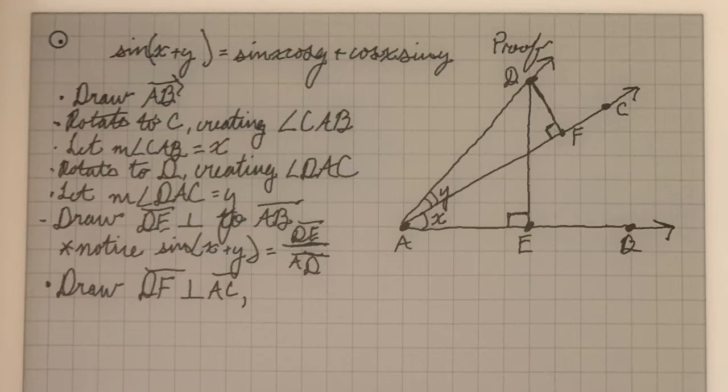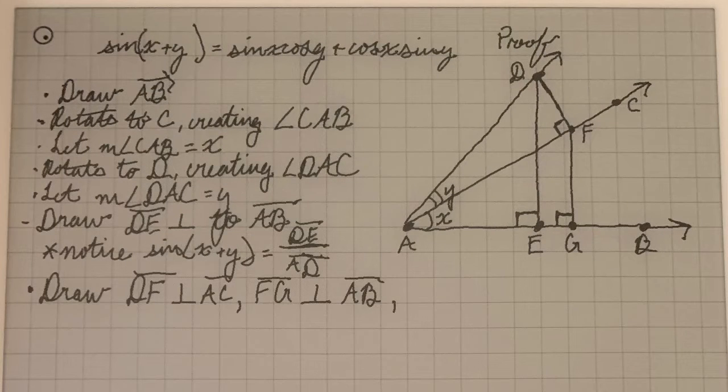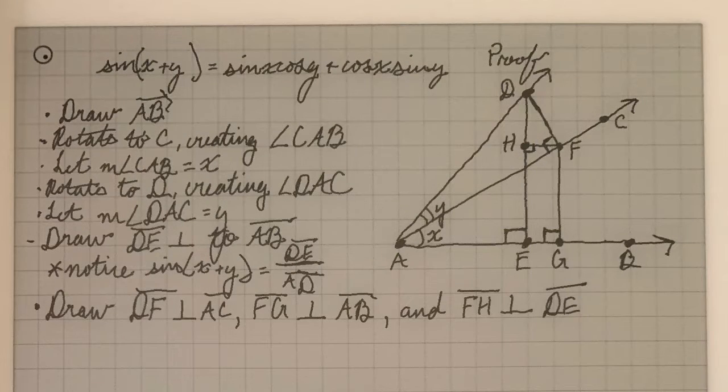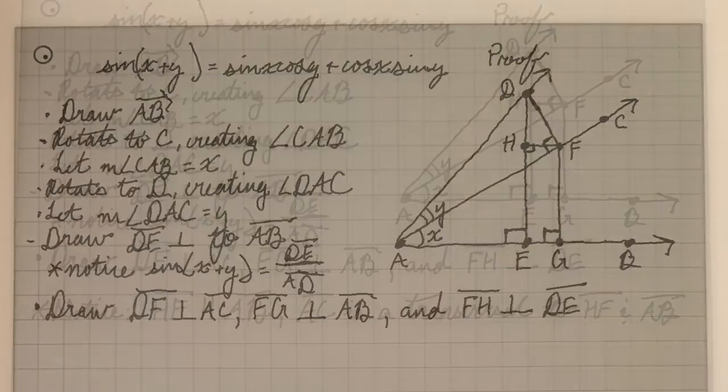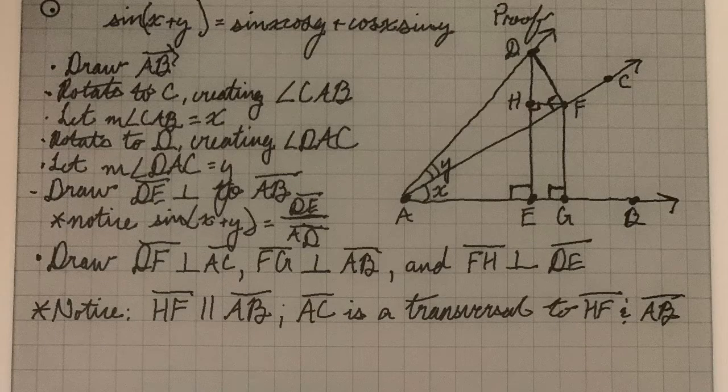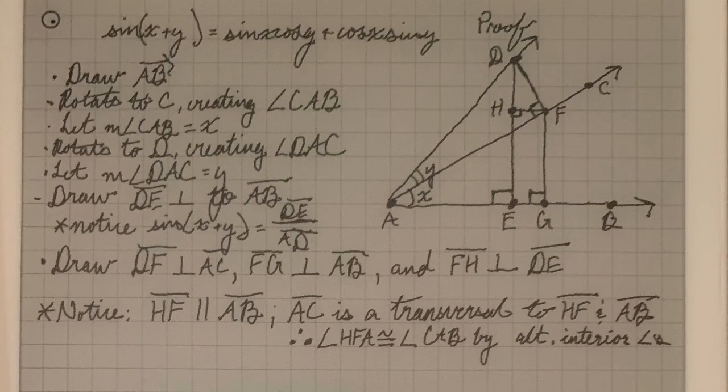Next, draw DF perpendicular to AC, draw FG perpendicular to AB, and draw FH perpendicular to DE. Notice, HF is parallel to AB, and AC is a transversal to HF and AB. Therefore, angle HFA is congruent to angle CAB by the alternate interior angles theorem.